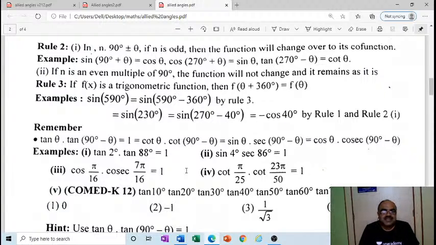Rule 3. If f of x is a trigonometric function, then f of theta plus 360 equals f of theta. Sin of 590 equals sin of 590 minus 360. This is as per rule 3, which will be sin 230. And sin 230 can be written as sin of 270 minus 40, which is minus cos 40 as per rule 1 and 2.